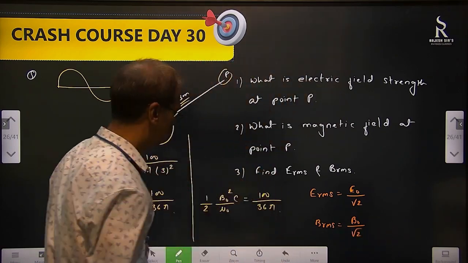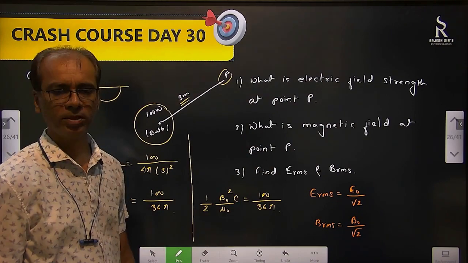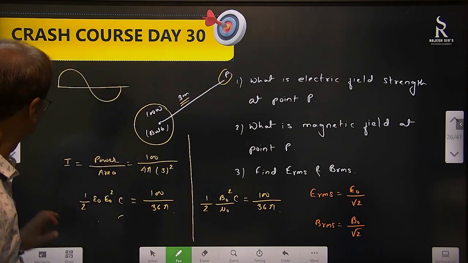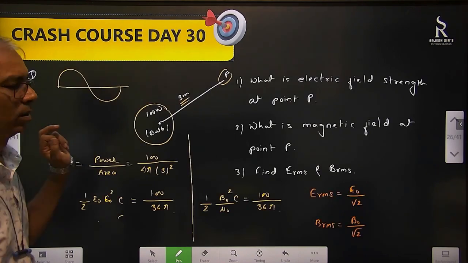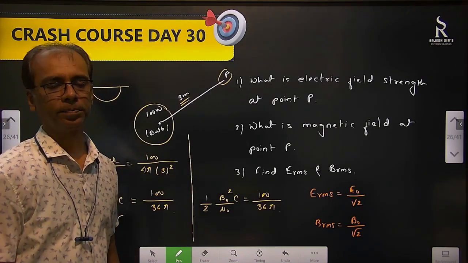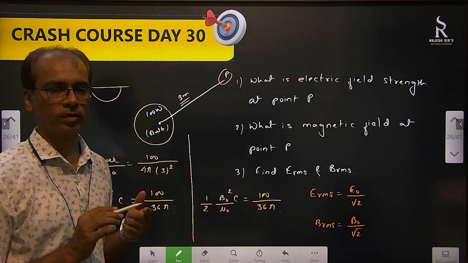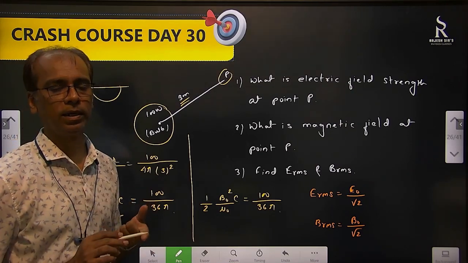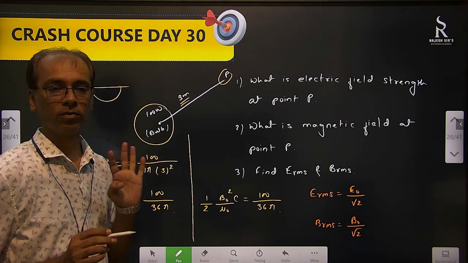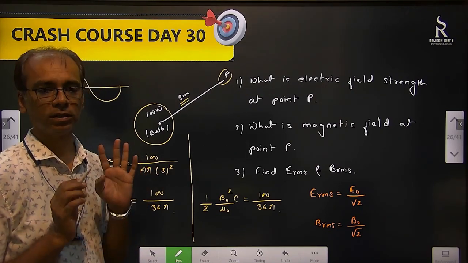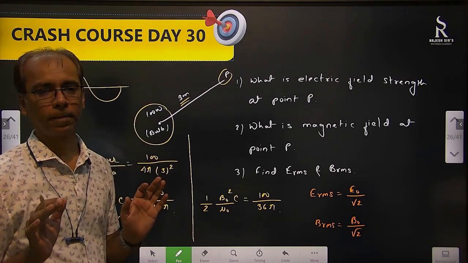How we got E naught? We got E naught from here, B naught from here. Simple. That's all I think. So this is it. Waves in general we have finished. Waves in sound, waves in light, electromagnetic waves, AC. Four chapters are there in which wave concepts are used. So all we have finished.